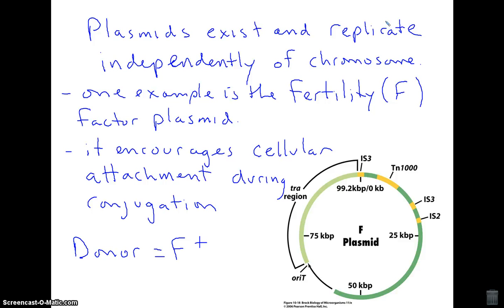One example that we'll look at in greater detail a little bit later is the fertility or F factor. So this plasmid here, again, it's a loop structure, and what it does is it encourages cellular attachment during this process of conjugation, where bacteria cells can actually exchange some DNA. It's a one-way exchange, and in this case we're going to be looking at the F plus plasmid or the F plus gene, and that's the donor that can actually transform other cells to become from F minus to become F plus. So here's an example of a plasmid that we'll look at in a little bit more detail.